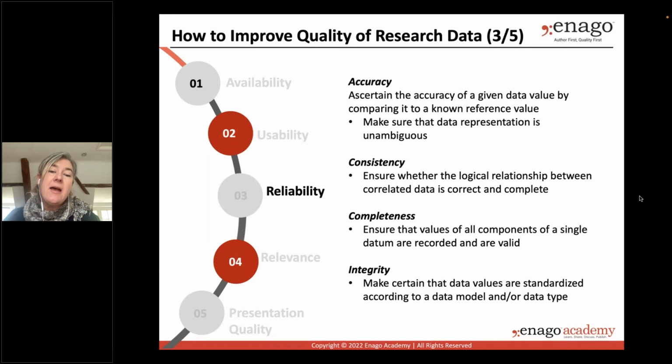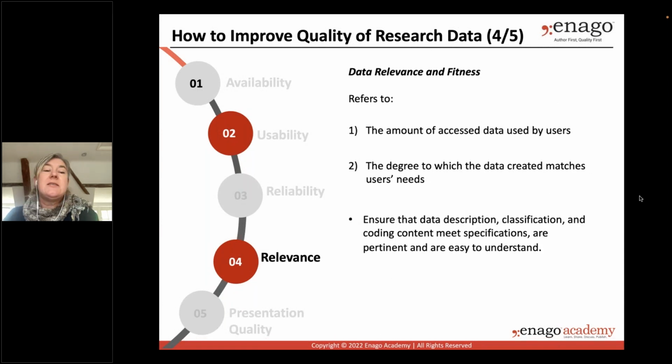So again, just thinking about how to show that it's been really well thought through how you choose the data. And then with the integrity, making sure the data values are standardized and that the data model and data type are appropriate or applicable to what it is that you're trying to investigate.